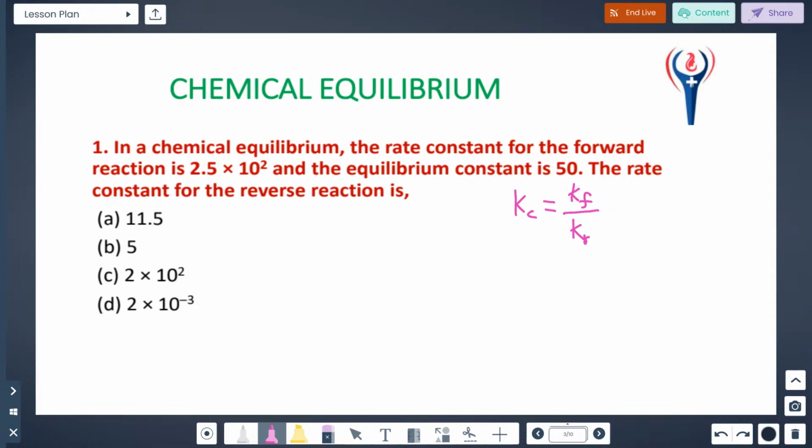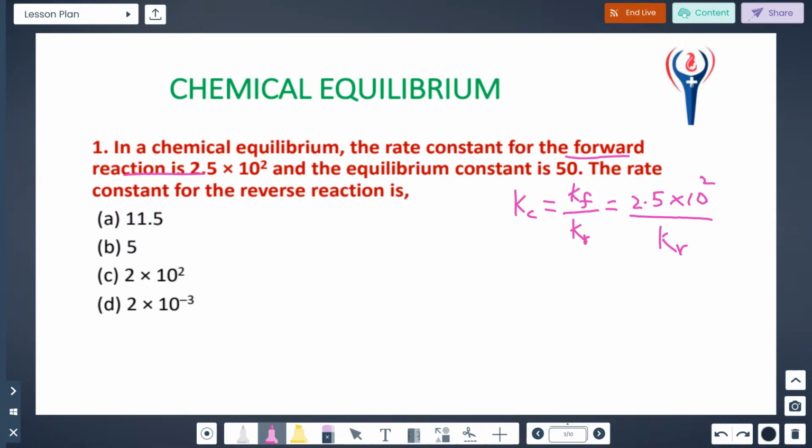Here, see the sum. The rate constant for the forward reaction is given. What is it? It's given as 2.5 into 10 power 2. Rate constant for the reverse reaction, this only they are asking, so keep as it is. This is called the equilibrium constant, and 50 is given.